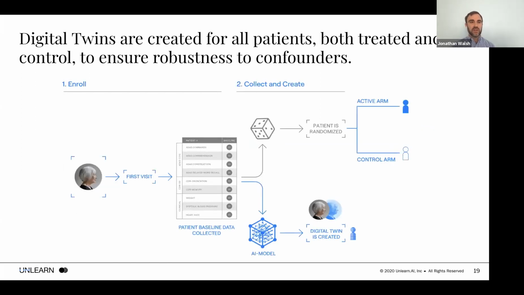So how can digital twins play a role here? Well, they're created for all subjects in the study, not just for treated subjects. This ensures robustness to confounders, relying on the benefits of randomization to average out confounding effects between arms. And let's talk more about the role digital twins will play in these tightly controlled studies.